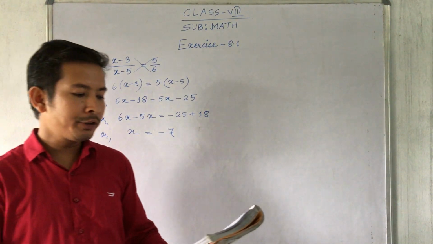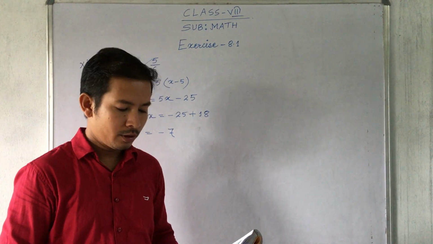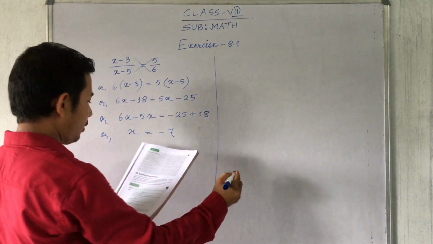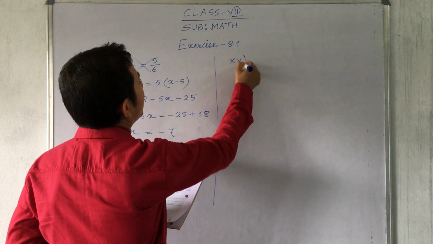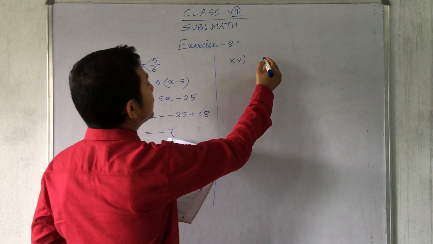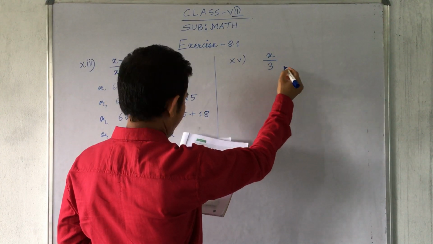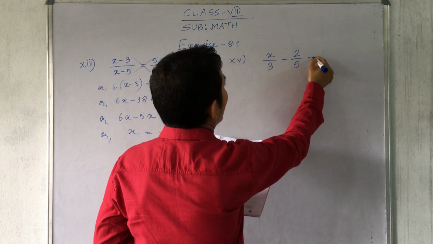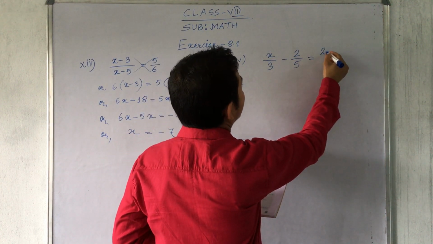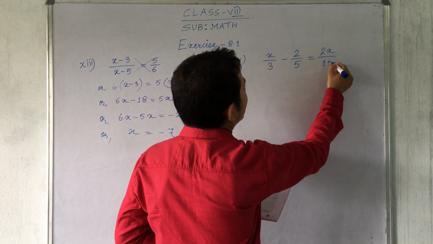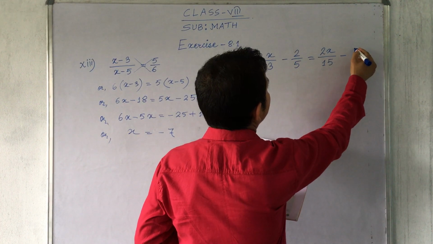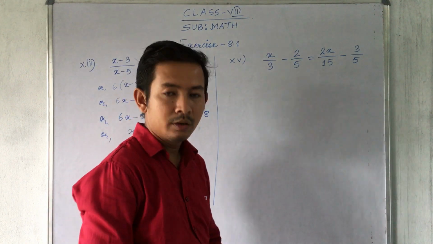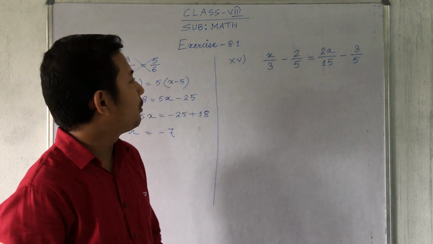Okay, now I am going to do question number 15 as well. So how will we do question number 15? Look here, I am doing question number 15. Question number 15 is x by 3 minus 2 by 5 equal to 2x by 15 minus 3 by 5. Okay, this is question number 15.